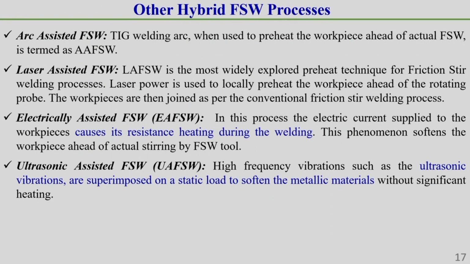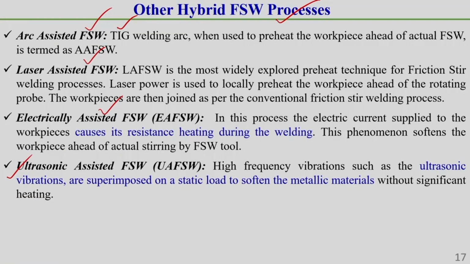There can be some other hybrid FSW processes, like arc assisted. For arc assisted, we can use a TIG arc, tungsten inert gas arc, as a preheating source. We can use a laser assisted friction stir welding process, where a laser is used as the preheating source. We can use electrically assisted friction stir welding. Here, instead of using a preheat source, we make our workpiece a part of the circuit system. Once the current passes through the workpiece, resistance heating takes place in the workpiece. By passing electrical current through the workpiece, we can heat it beforehand.